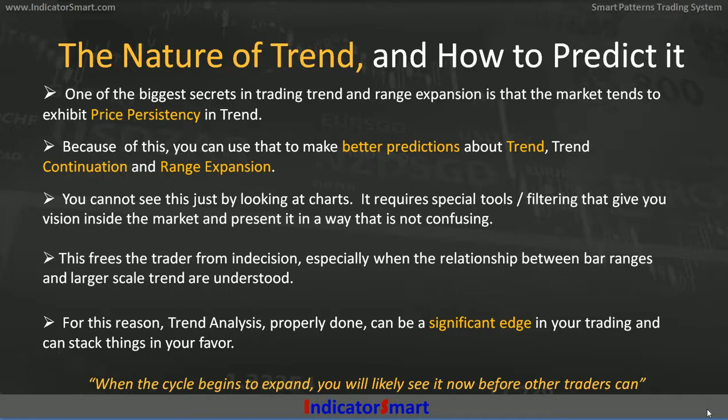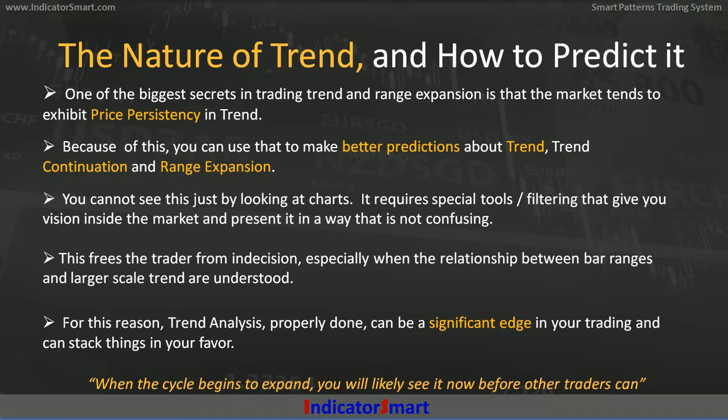The nature of trend and how to predict it. One of the biggest secrets in trading trend and range expansion is that market tends to exhibit price persistency, as we were just discussing. Because of this, you can make better predictions about trend continuation, and thus range expansion. You can't see this just by looking at charts. It requires special tools because markets aren't as clean as they used to be.